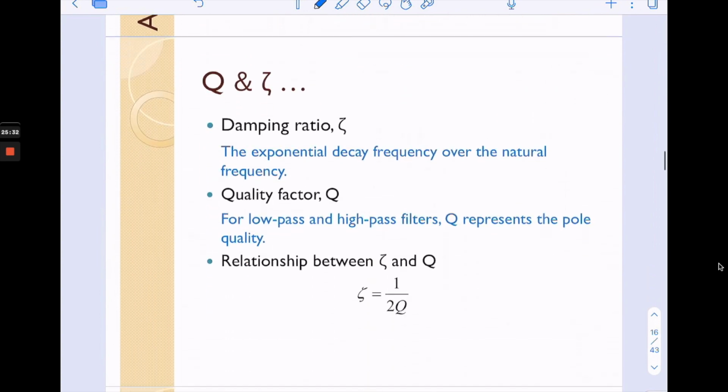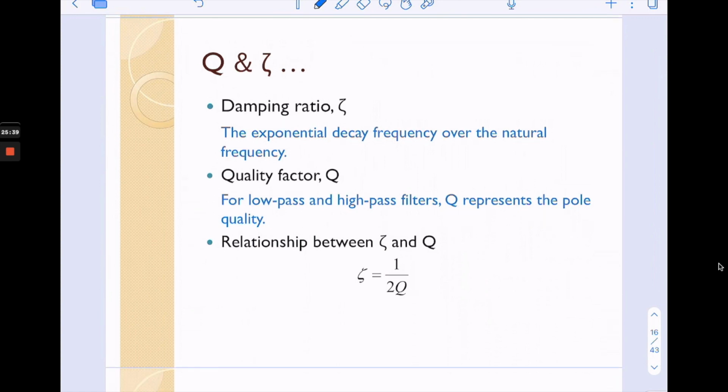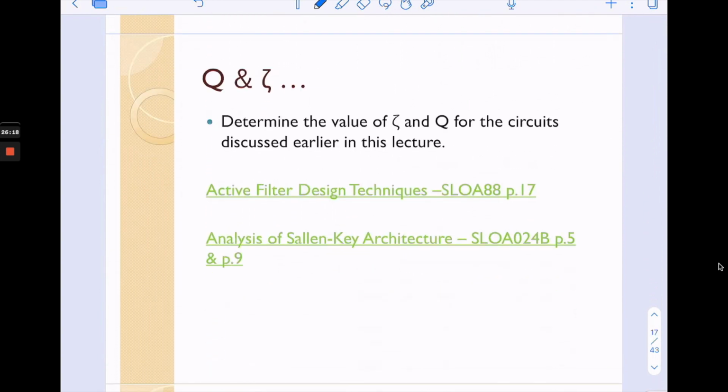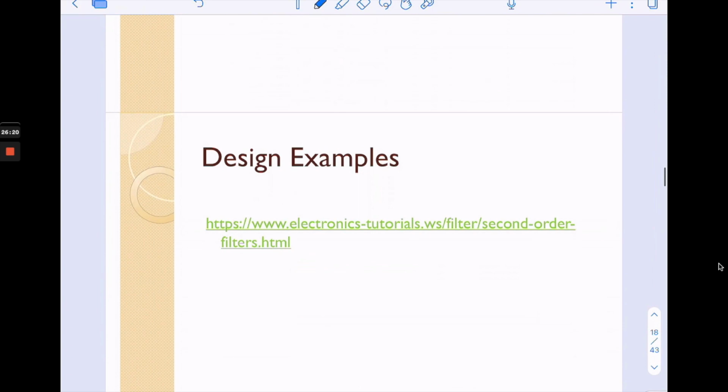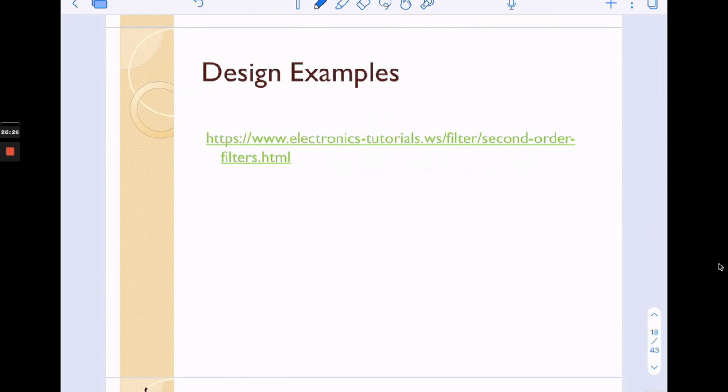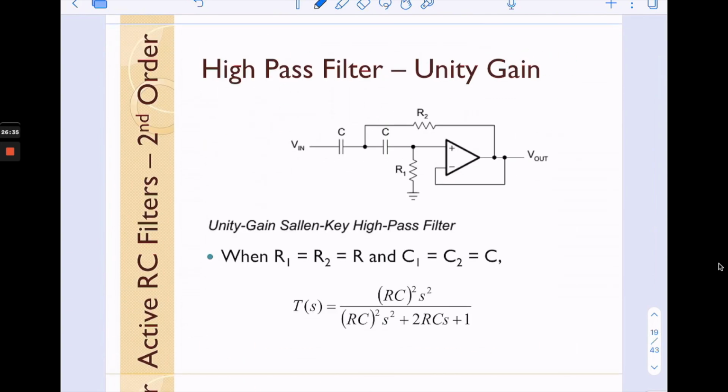Next, I have explained in the previous video about this quality factor and damping ratio. You just take a look at that video, and I also included some examples that you can see. You can follow these websites and many other websites where you can see examples for a second order filter. And now we have the high pass filter, again using the Sallen-Key topology.